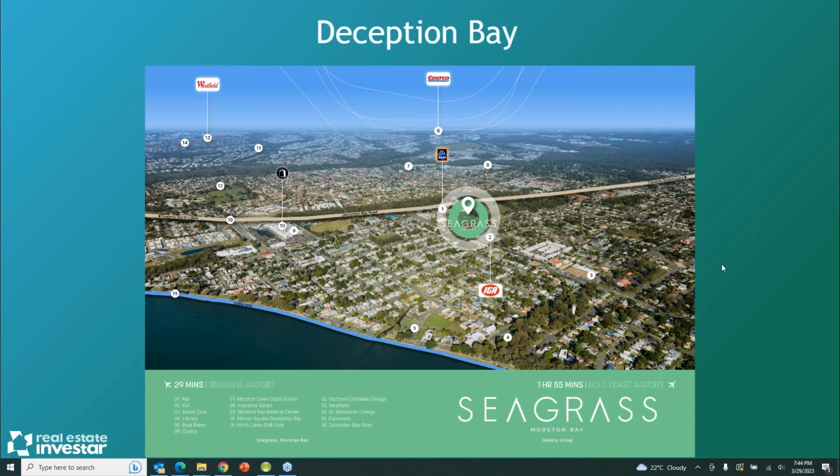The property that you saw on screen around the figures was in a suburb known as Deception Bay, which is on Brisbane's north side. So it's a great location. You can see it's close to the water. That's Moreton Bay. Beautiful area, lots of infrastructure.